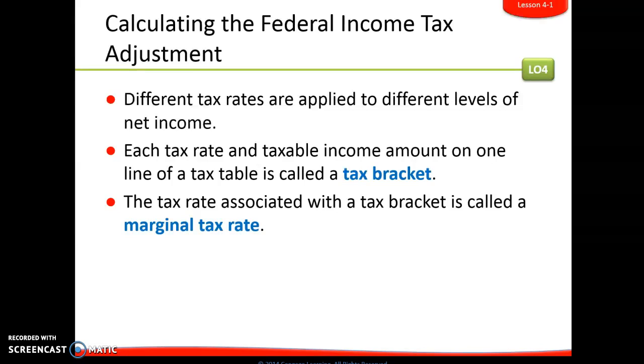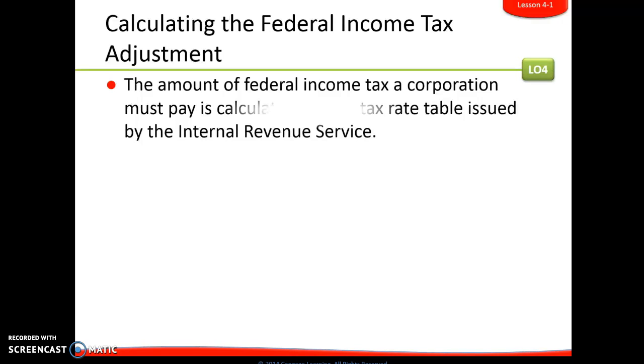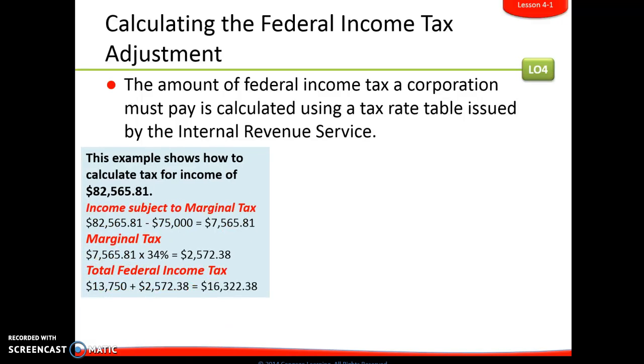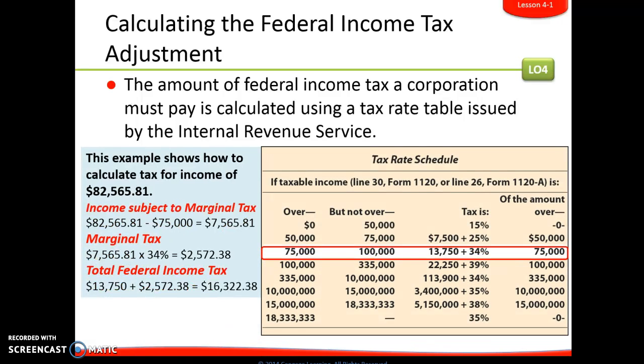Calculating the federal income tax adjustment. Different tax rates are applied to different levels of net income. A tax bracket is each tax rate and taxable income amount on one line of a tax table. Marginal tax rate is the tax rate associated with a tax bracket. The amount of federal income tax a corporation must pay is going to be calculated using a tax rate table issued by the IRS. So this would be issued by the IRS for us.